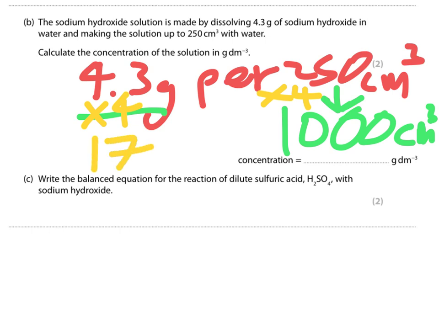Now, there's actually a mistake in the specimen mark scheme. They've actually got an answer of 17.1. Now, there's no way you could actually get that. The answer is 17.2, definitely. Sometimes specimens do make mistakes like that.